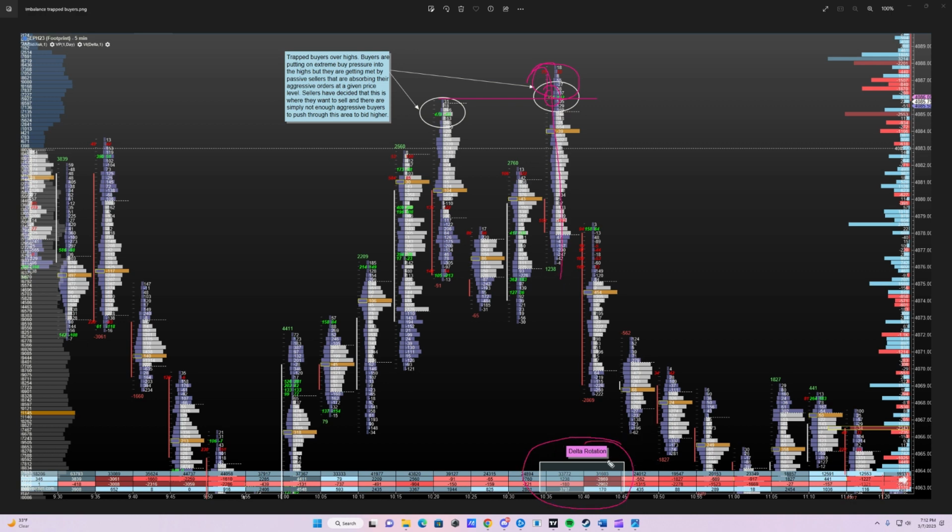And here is a delta rotation. At one point, buyers had 3,707 contracts of pressure up on this print. It closed at 1238. This is a delta rotation in itself of about 2,500 contracts. The next candle here, or the next print, it actually closes at minus 2,869. So this is a full rotation from the top right through to the bottom, telling us that we should be looking for this direction on future trades.